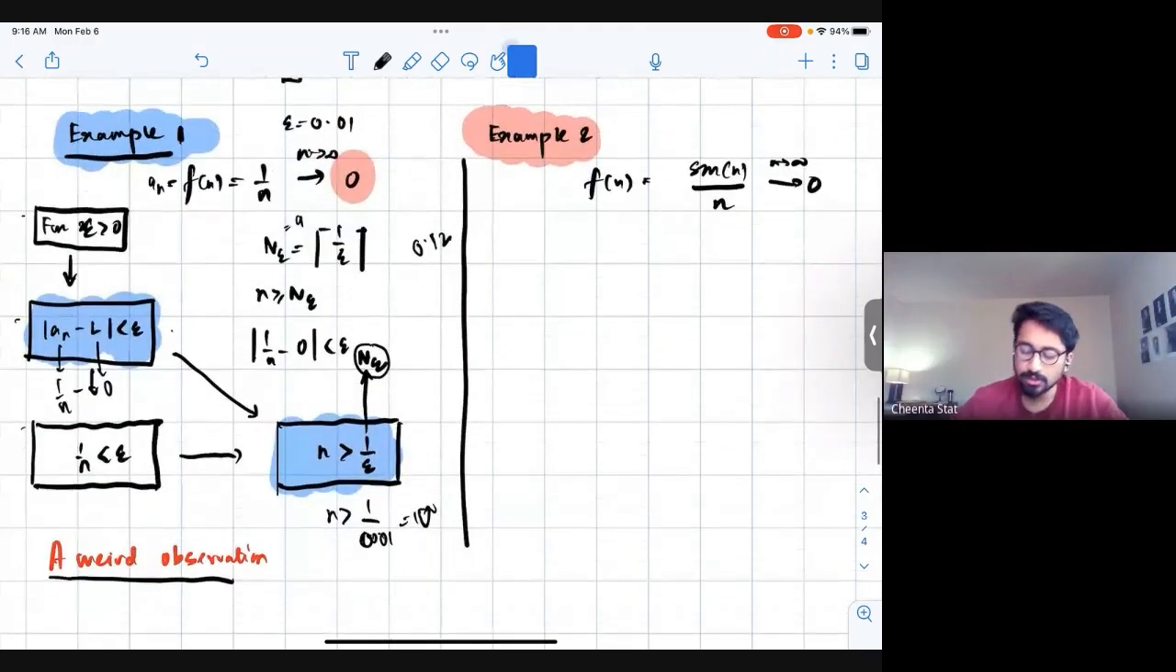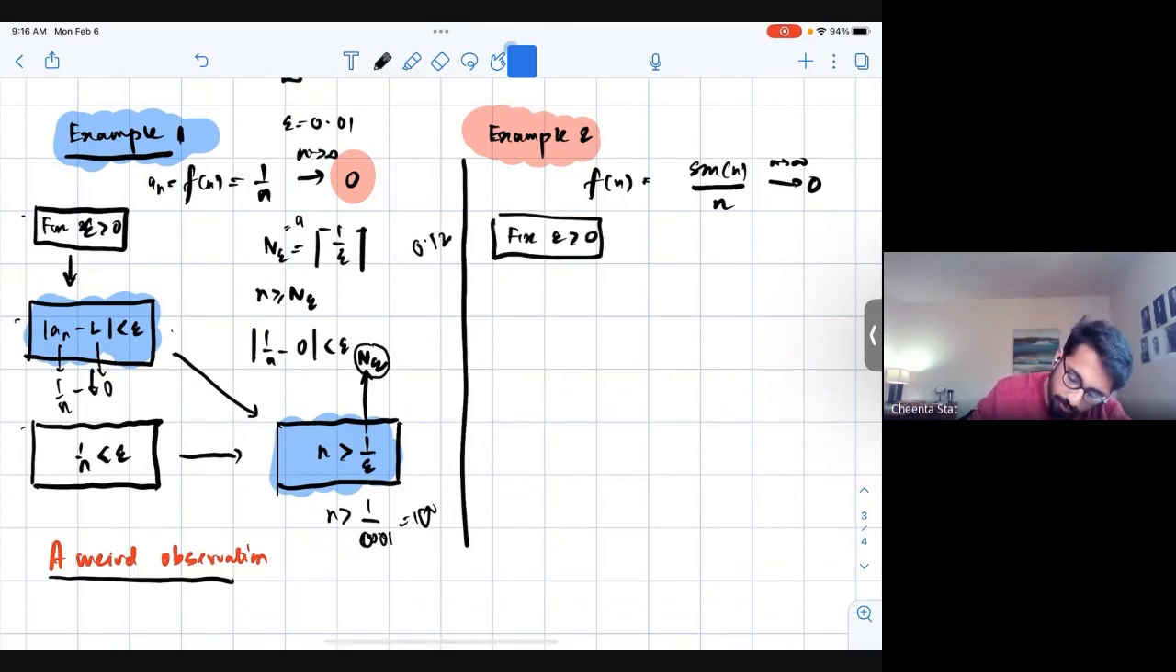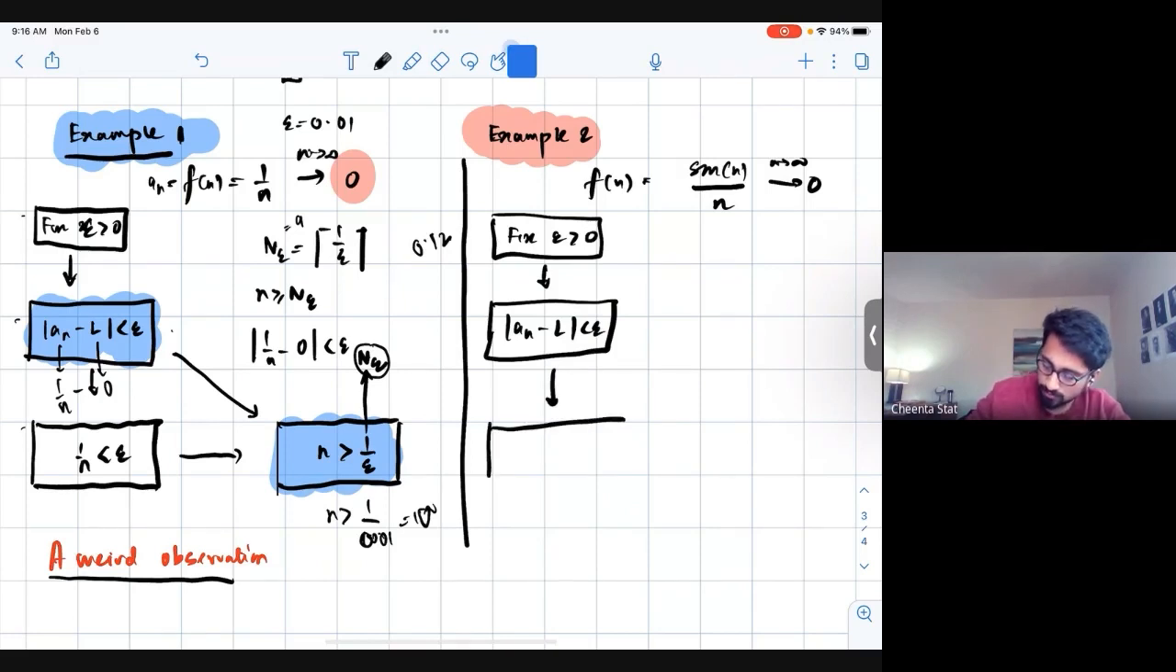Yeah, my pleasure. So fn is equal to sine n by n now. If it's sine n by n, let's try to do it. Let's fix epsilon. Let's write an minus l is less than epsilon. Let's write the mod of sine n by n is less than epsilon. And from there we have to find like this.